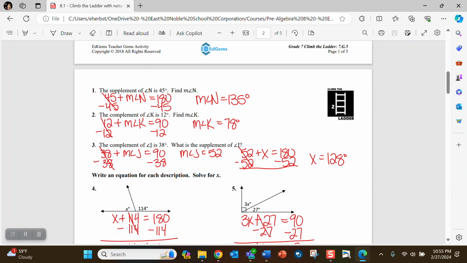For number 2, we're told that the complement of k is 12. So that means that 12 plus the measure of angle k equals 90. Subtracting 12 from both sides, the measure of angle k equals 78. Number 3 is kind of tricky. There's really two parts here.